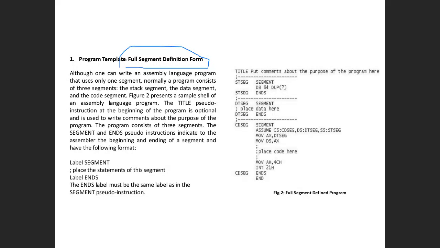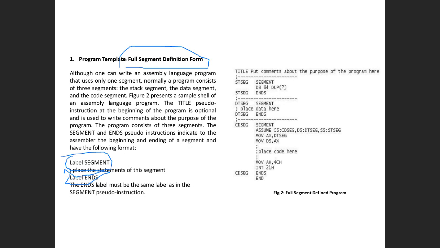In the full segment definition form, for every segment, like code segment, data segment, stack segment, we put a label and SEGMENT, and then the label ENDS. In the middle we write the lines related to that segment. So that means label SEGMENT, label ENDS. We use END, but we never use ENDS here. S for segment. So let's have a look.